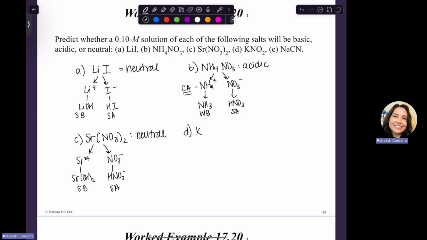Next one, we have KNO2. K plus comes from KOH, which is a strong base. NO2 minus is nitrite, which comes from nitrous acid, which is a weak acid, which means this is a conjugate base. So this one will be basic.